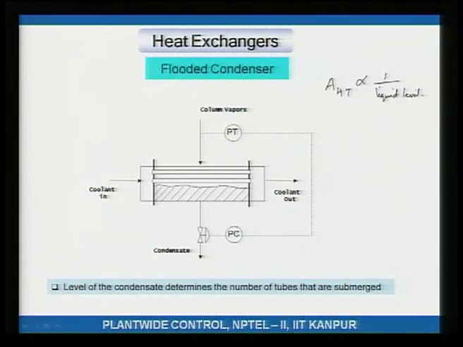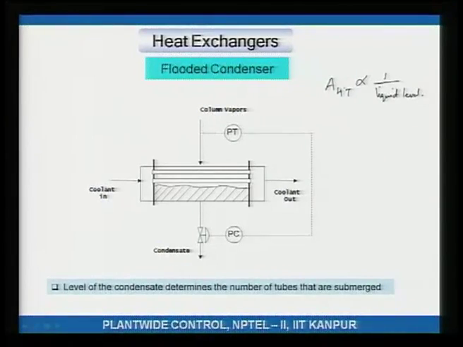So the more liquid that has accumulated, the more tubes are submerged and the fewer cold tubes are exposed to the vapor. Therefore, the heat transfer area is less, and therefore the cooling duty is less, right. On the other hand, if the condensate level inside the condenser is reduced, more and more tubes will get exposed. As more and more tubes get exposed, you get greater heat transfer area and therefore more heat removal.